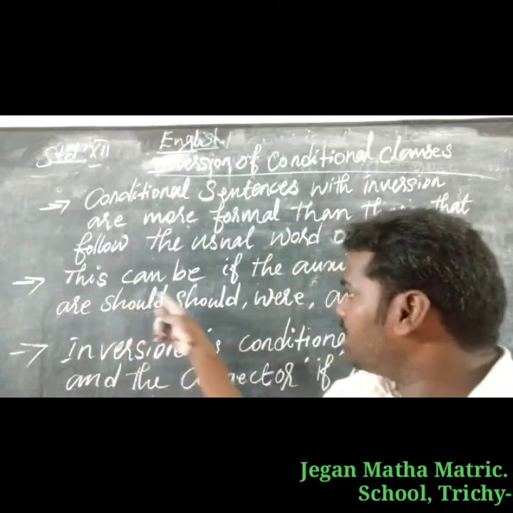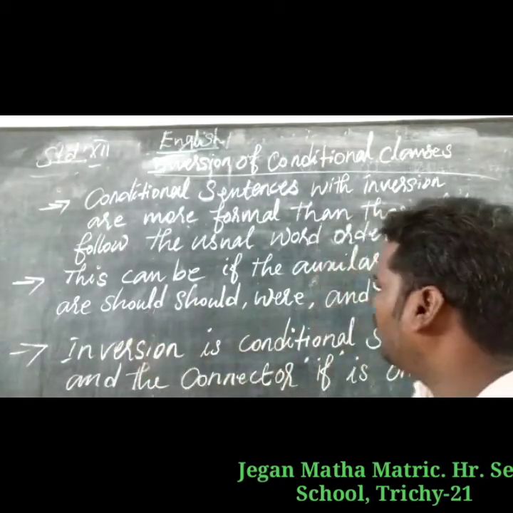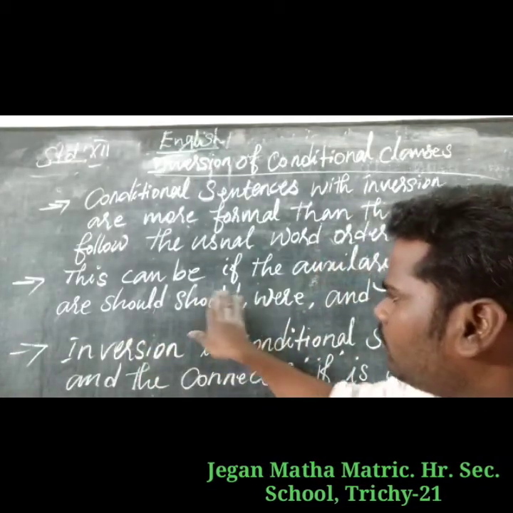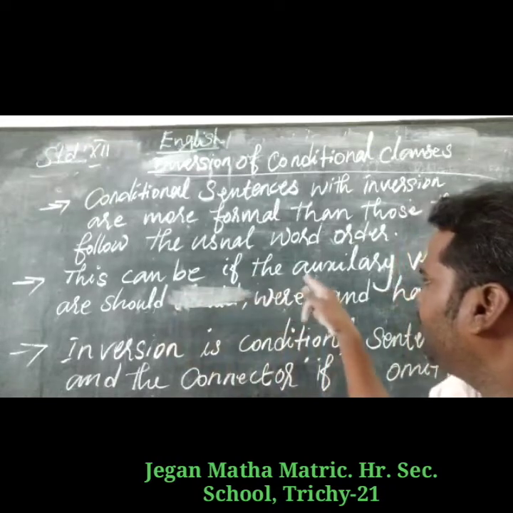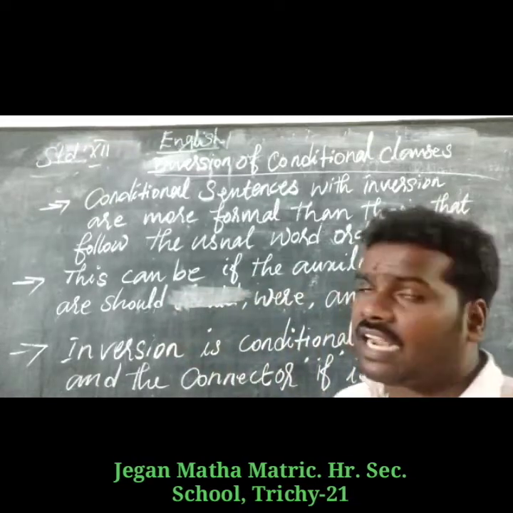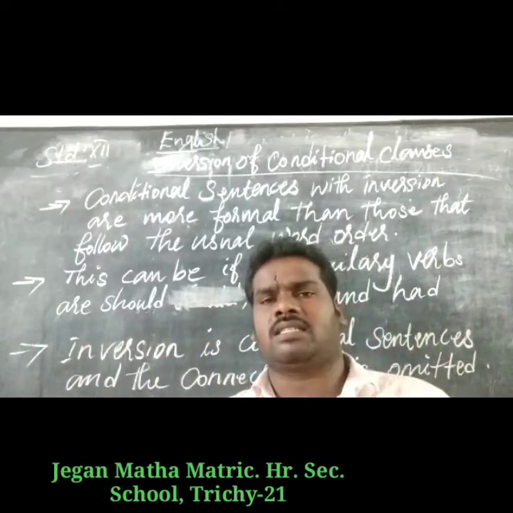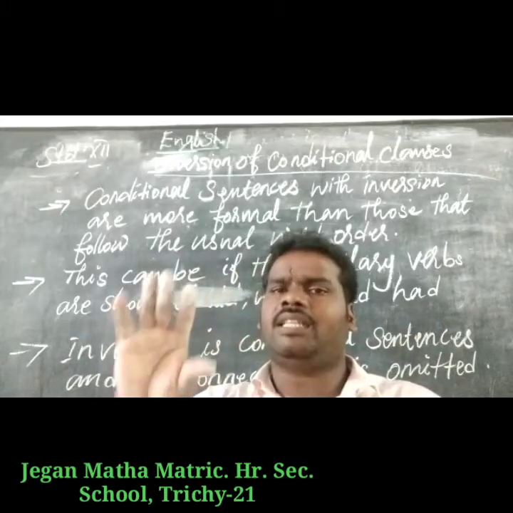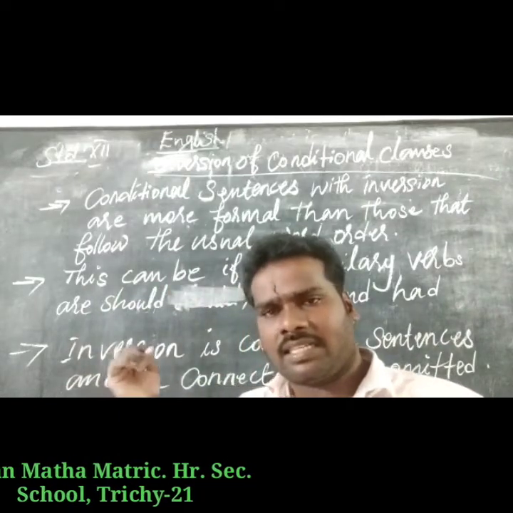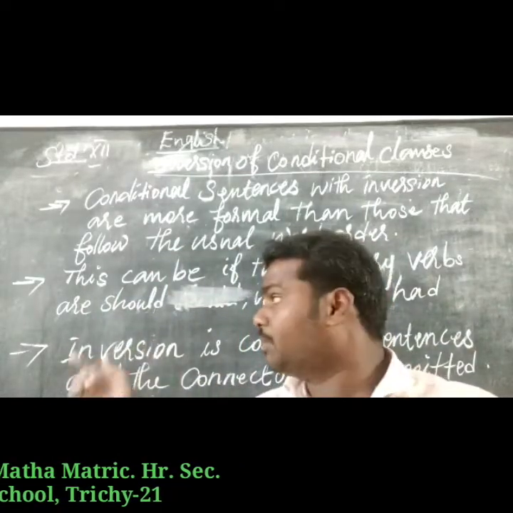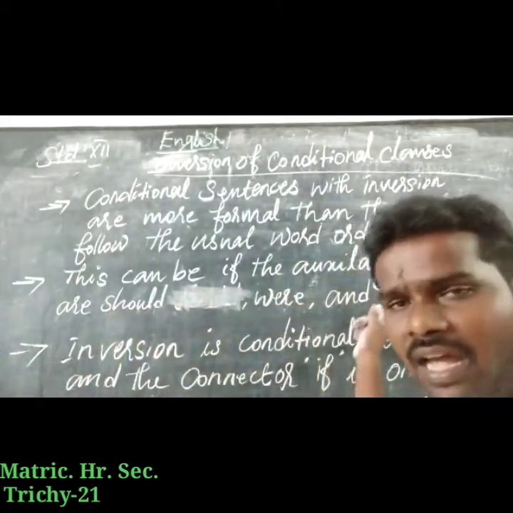Second point: this can be done if the auxiliary verbs are should, were and had. In an inversional conditional, the if at the beginning of the sentence must be omitted. When you change the answer into an inversional conditional, we should omit that if, and use the auxiliary verb given in the bracket at the beginning of the sentence. Let us learn this with examples.